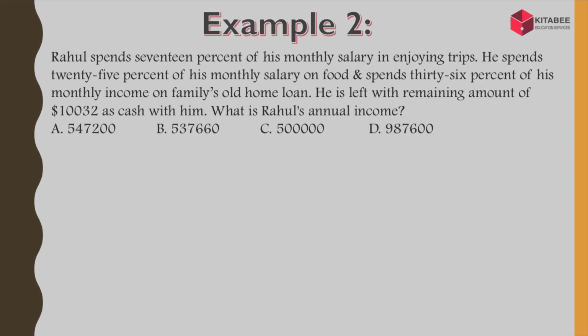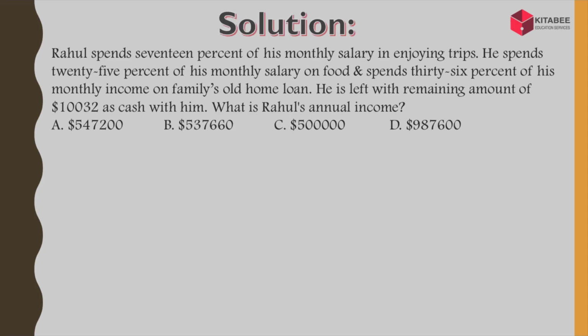Let's look at the second problem. The second problem says Rahul spent 17% of his monthly salary in enjoying trips. He spends 25% of his monthly salary on food and spends 36% of his monthly salary on family's old home loan. He is left with remaining amount of 10032 as cash with him. What is Rahul's annual income? So this is quite an easy problem, a very basic problem on percentages.